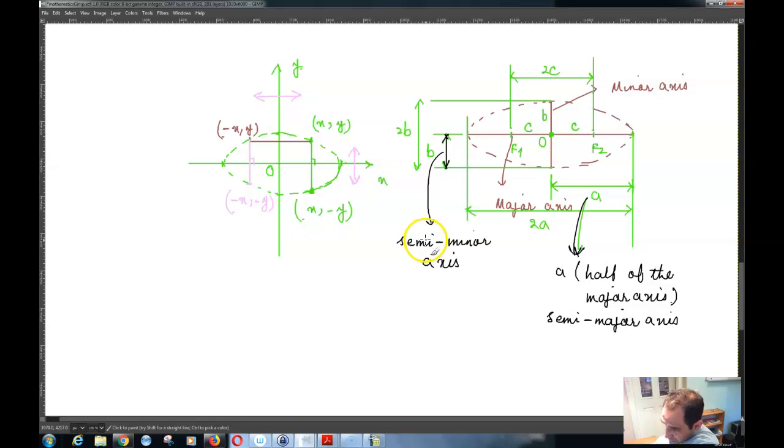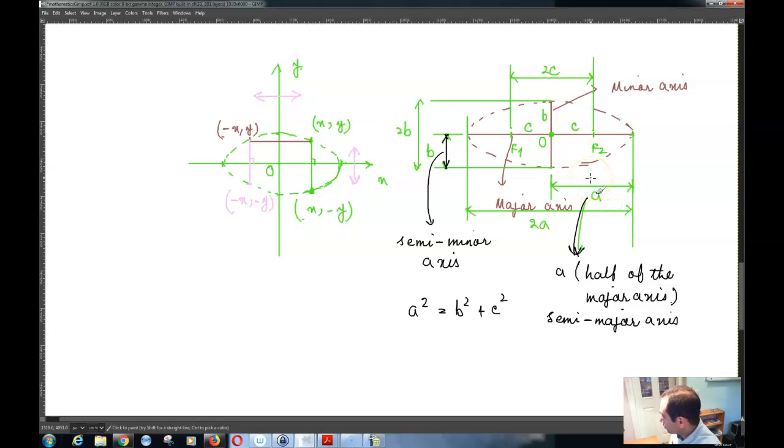Now there is some relationship between the distance between the foci and the center, the semi-major axis, and the semi-minor axis. That relationship is basically a squared is equal to b squared plus c squared. It's just that a squared is always equal to b squared plus c squared, which is this distance over here.